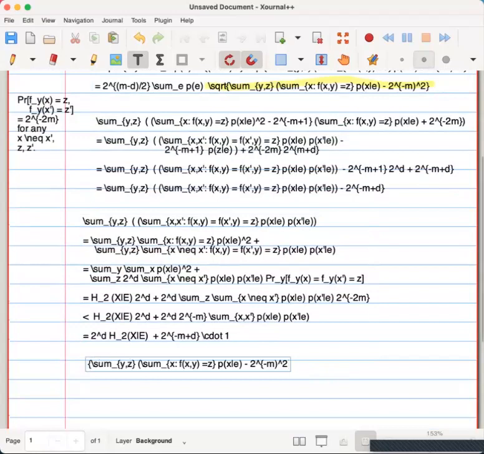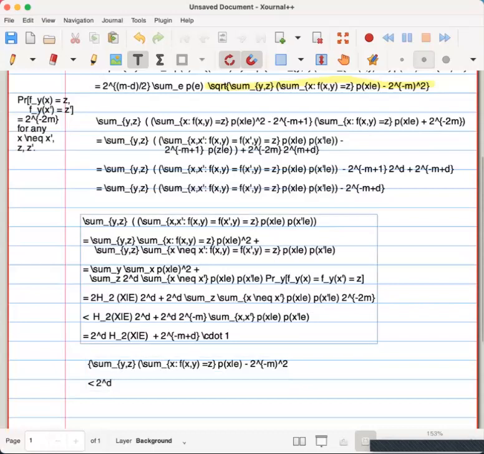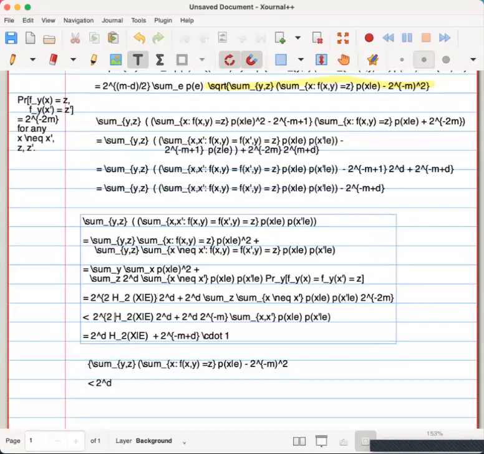This quantity is less than 2 to the power d, and oh sorry, this is not h2, it is 2 to the power h2. So 2 to the power, actually this is 2 to the power twice h2, we will see right in a moment. Okay, so it's not h2 but 2 to the power twice h2.